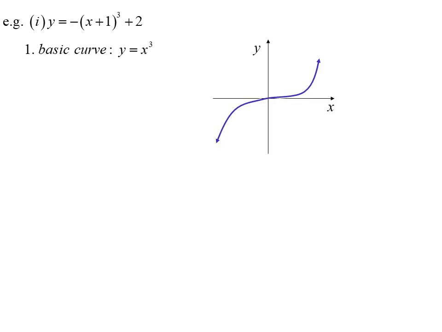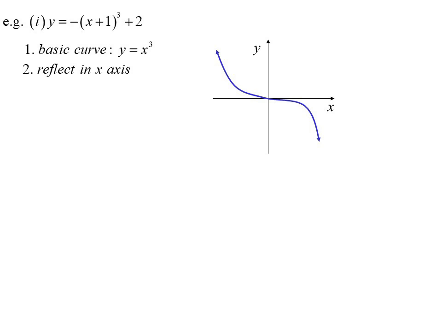Now let's try this one. y equals minus (x plus 1) cubed plus 2. So we start off with our horribly drawn cubic, y equals x cubed. Do the reflection before any translation. So I'll reflect, but I'm reflecting in the x-axis because that negative is not actually grouped with the x plus 1. It's grouped with the y. Remember, that's really saying minus y equals.